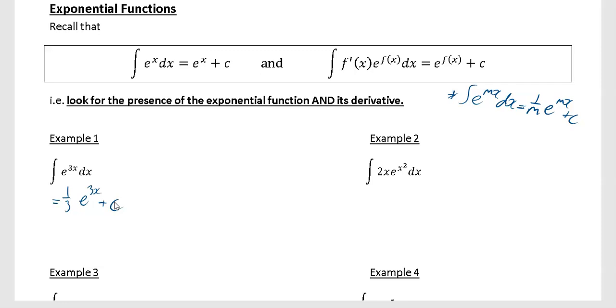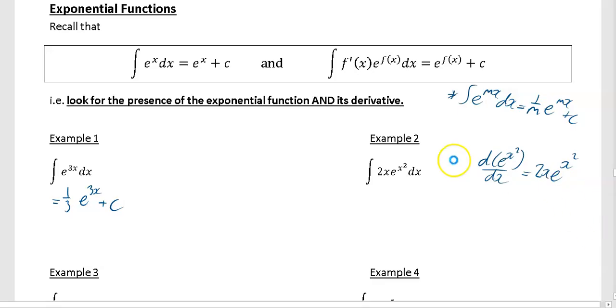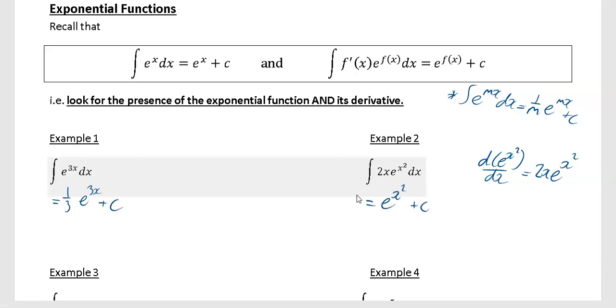Okay, in this one, what we want to do is just test this thing out. So we're going to differentiate e to the x squared just to see what you get. If you differentiate that, you get the same e to the same power, x squared, and differentiate the power, you get 2x. So we've shown if you differentiate e to the x squared, you get 2x e to the x squared. That means if you integrate 2x e to the x squared, you will just get e to the x squared plus your constant of integration c.